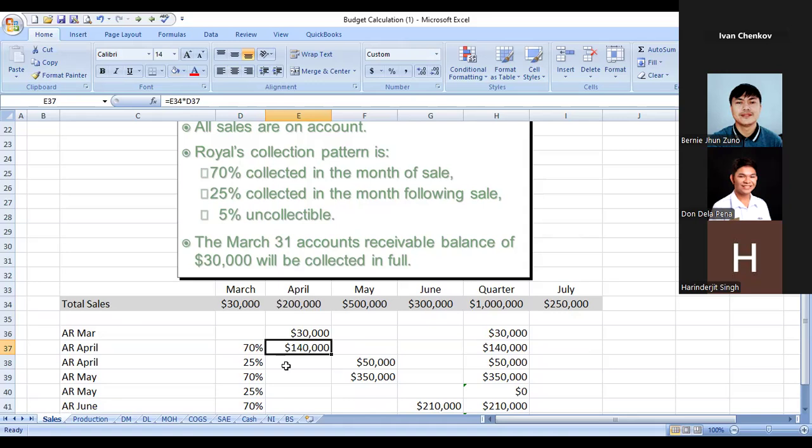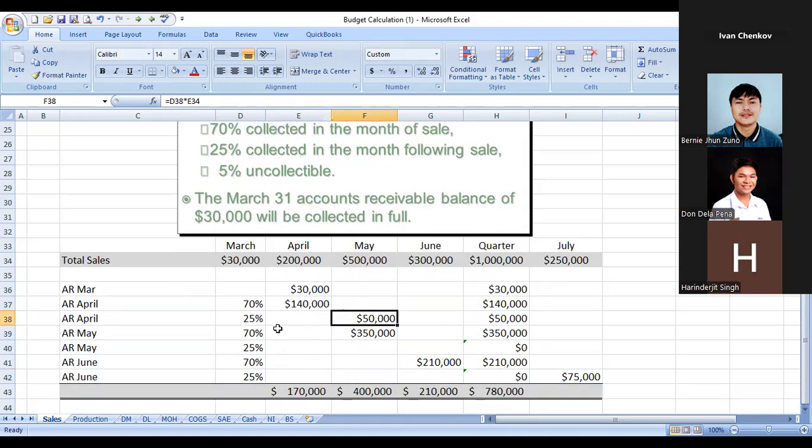So 70% of whatever we're selling in that month, we're going to collect it. Make sense? Yeah. So the next 25% of the April sales, we're going to collect it in May, right? But also in May, we're going to collect the 70% of the sales in May. Then the remaining 25% from May, we're going to collect it in June. Okay, thank you. Make sense?